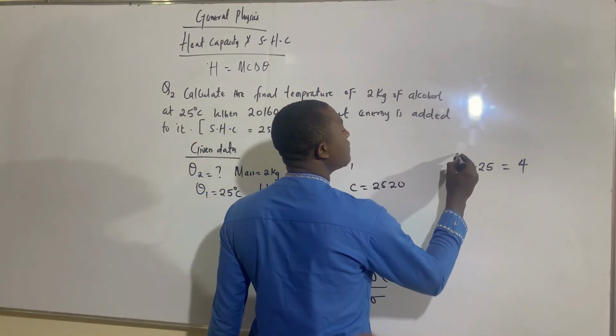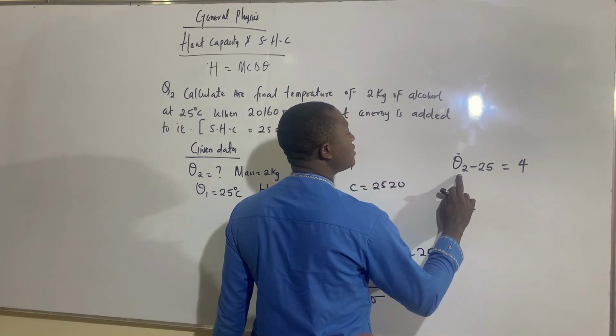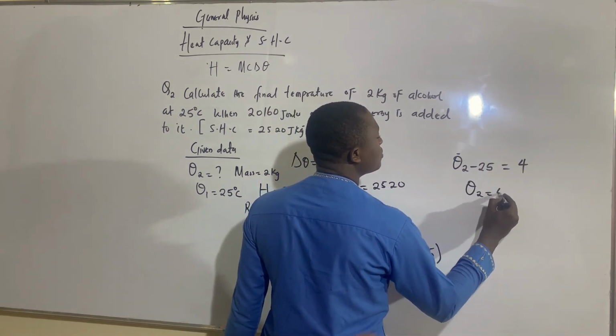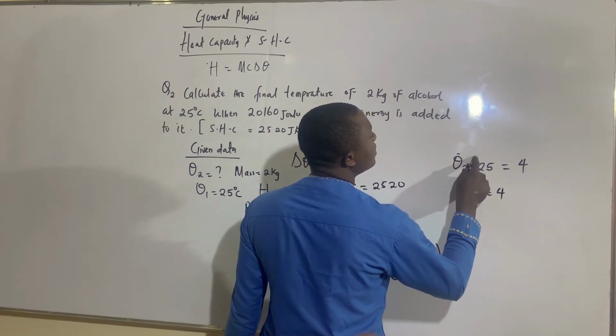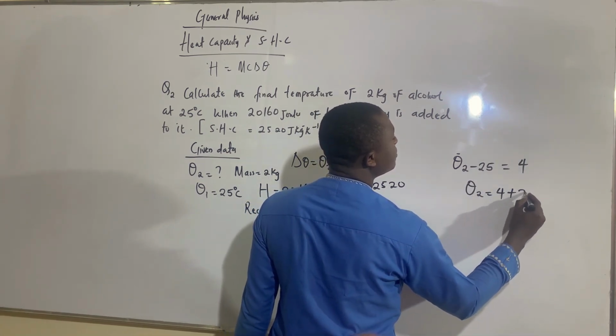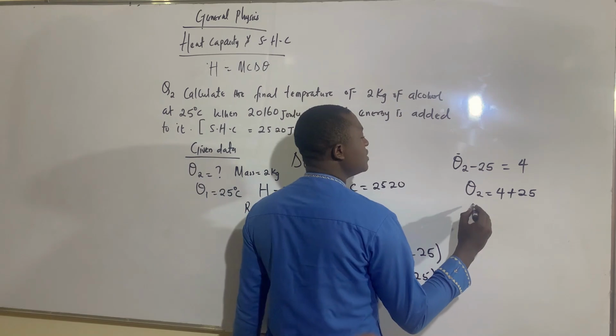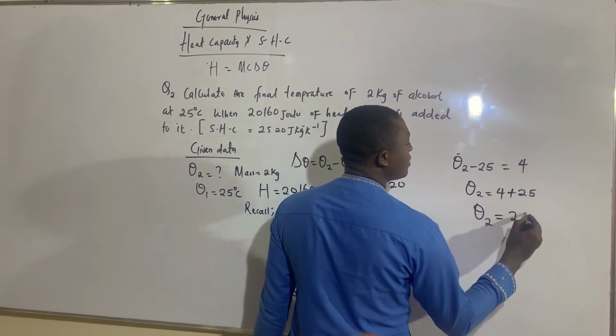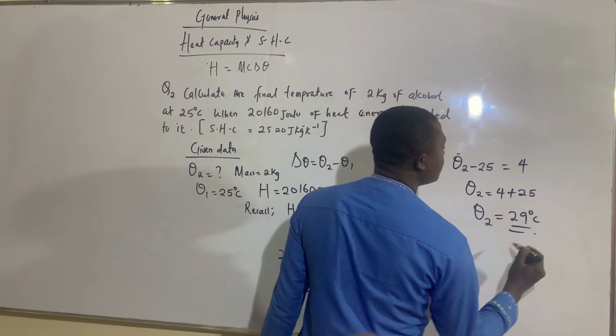So now, since I'm looking for theta 2, I can make theta 2 the subject of the formula. I can have temperature 2 here is equal to 4. The minus, when it comes over here, becomes positive. That's going to be 25. So here we have temperature 2 equal to 4 plus 25, which gives 29 degrees Celsius.